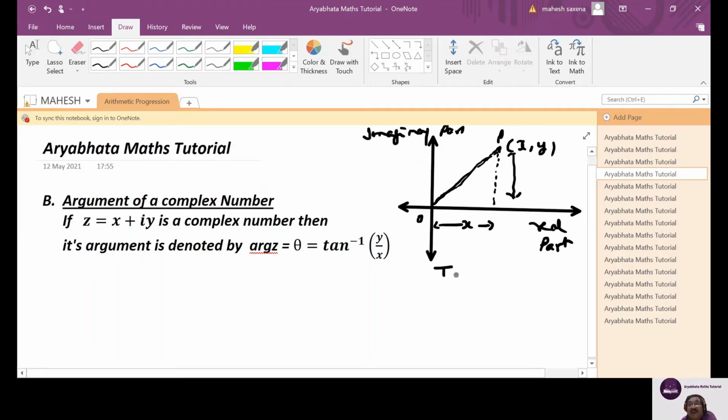Therefore, suppose this angle is theta, so tan theta is equal to y upon x. Therefore, theta is equal to tan inverse y upon x.